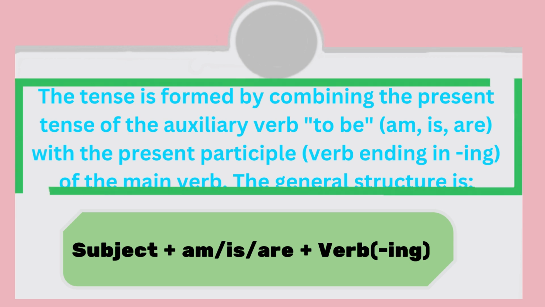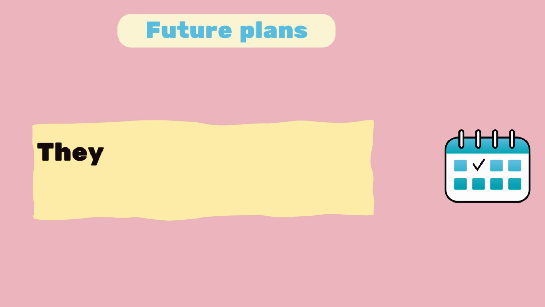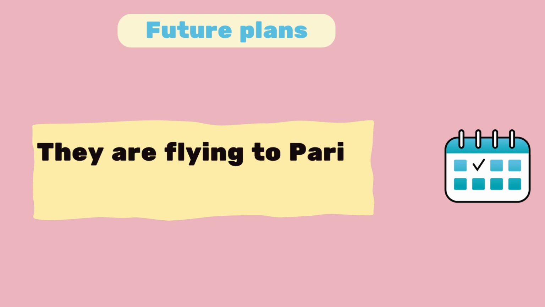Let's see some examples. They are flying to Paris next week. Even though this action isn't happening right this moment, we use the present continuous tense to talk about future plans.